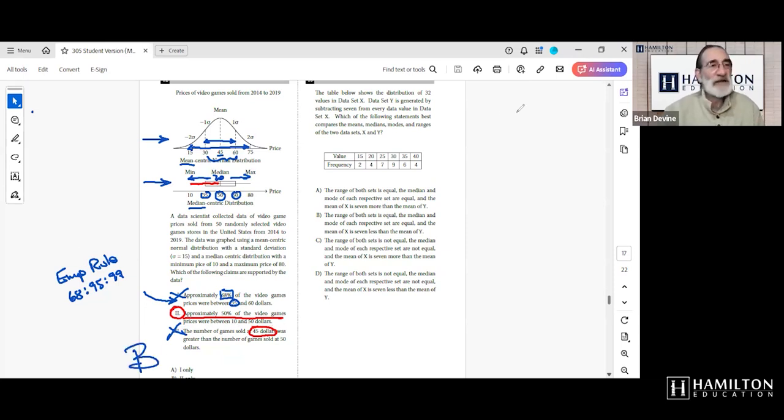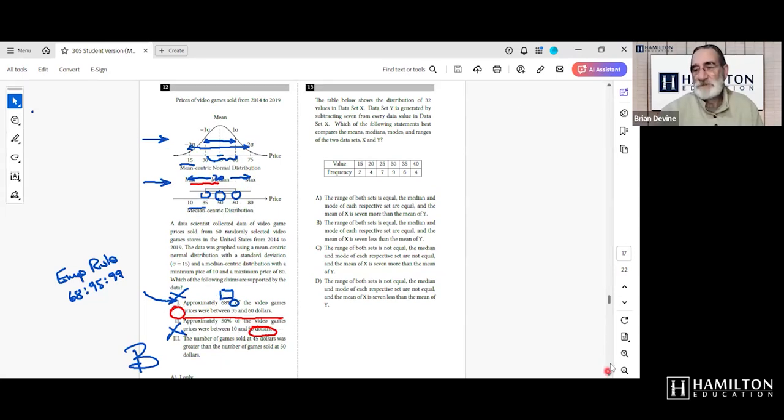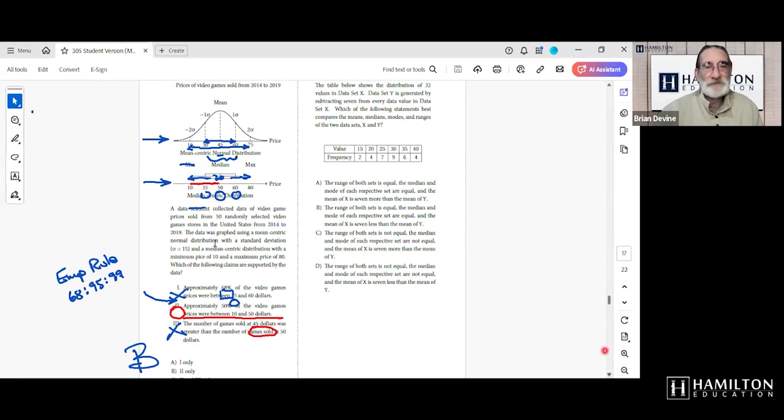I couldn't squeeze it in there. Let me see if I can shuffle it up a little bit. Sorry. Whoops, other way. See it down there? B is the answer.